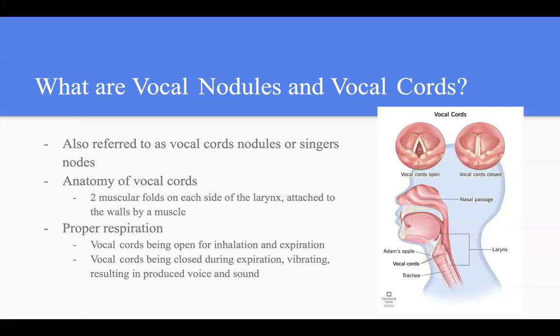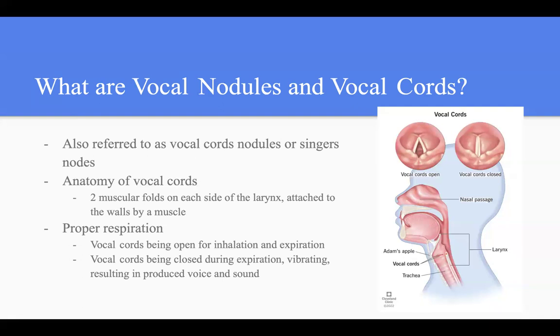When both of these processes occur and air is entering and leaving the lungs, the vocal cords remain open in order to allow air to freely pass through the larynx from the trachea. Picture 1 shows how vocal cords in the larynx look when air is passing through, remaining open for easy airflow.